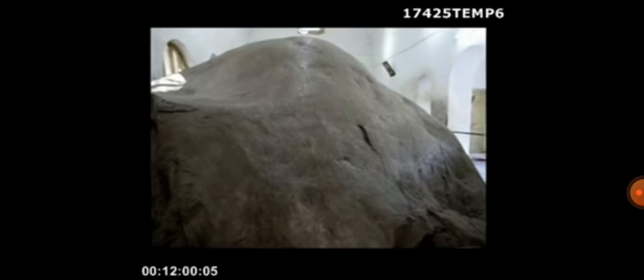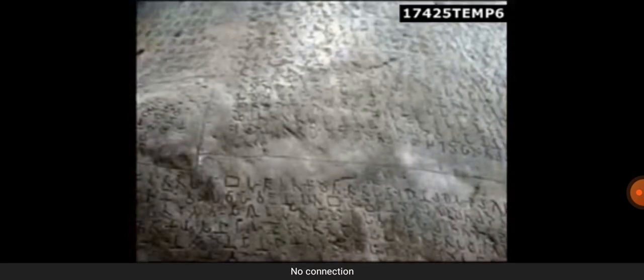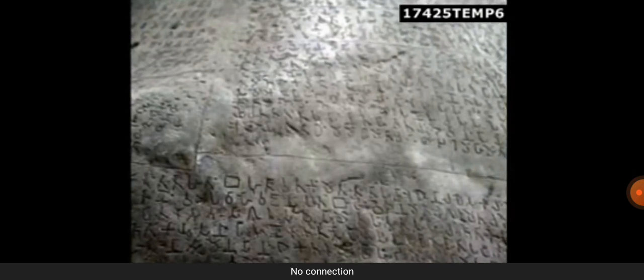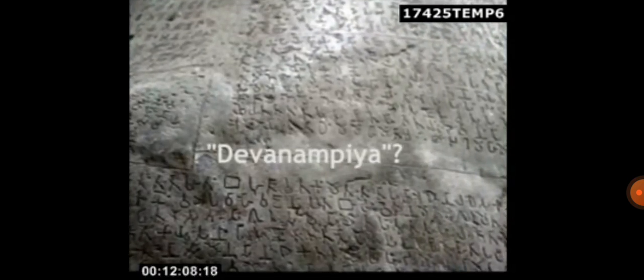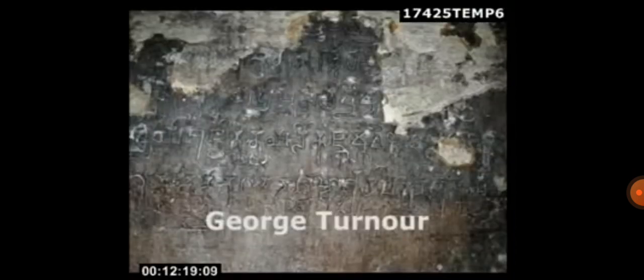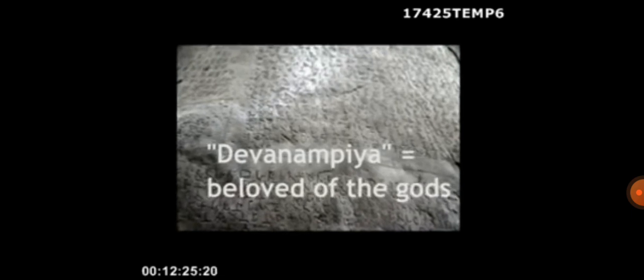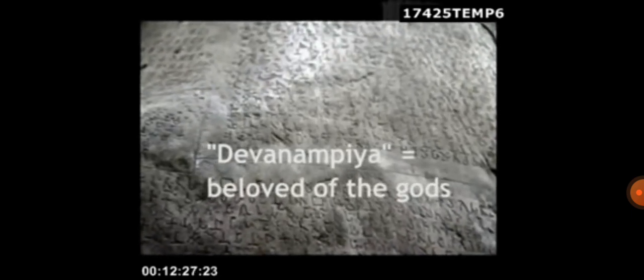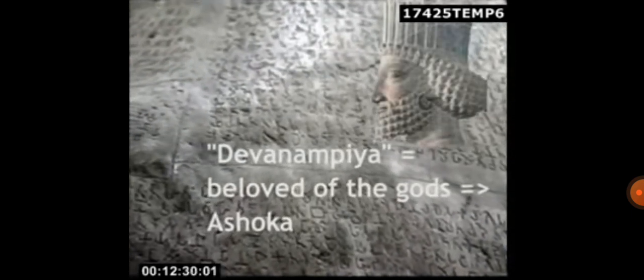But decoding the script is one thing and understanding the content was quite another task. The word Devanampiya did not make sense in Sanskrit. It was a local modification. It took another scholar, George Turner, who had known Pali, to affirm that Devanampiya meant beloved of the gods and it referred to Ashoka himself.